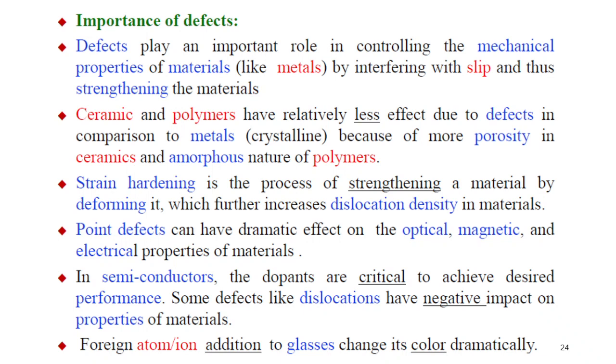So then we will see the importance. Defects play an important role in controlling the mechanical property, like interfering with the slip and strengthening the material. Like in case of twinning, it actually strengthens the material. That is, it causes strain hardening before failure.